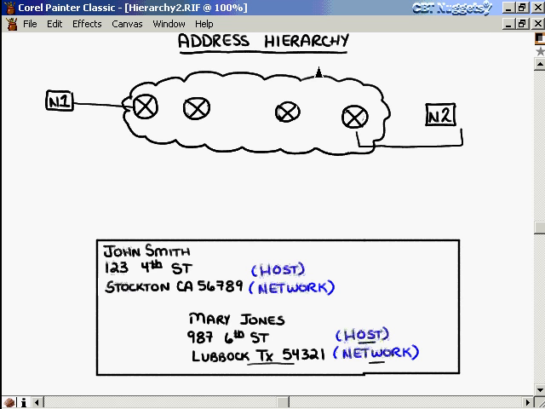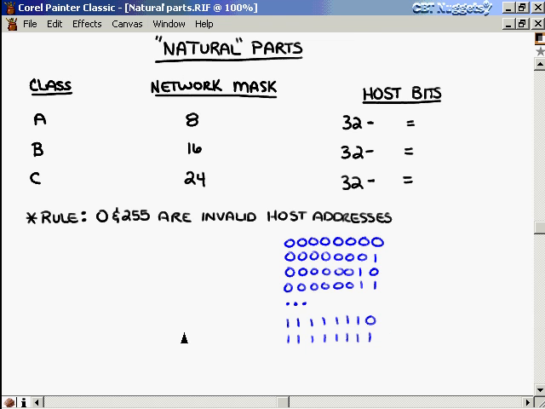The network and the host portions of an IP address are what is known as its natural parts. So what we've got to discuss now is, where does that division take place? And the answer is that it's different depending on each class of address, the A, the B, and the C, that have the ability to hand out individual addresses to hosts. All right, so this is what we're going to find.